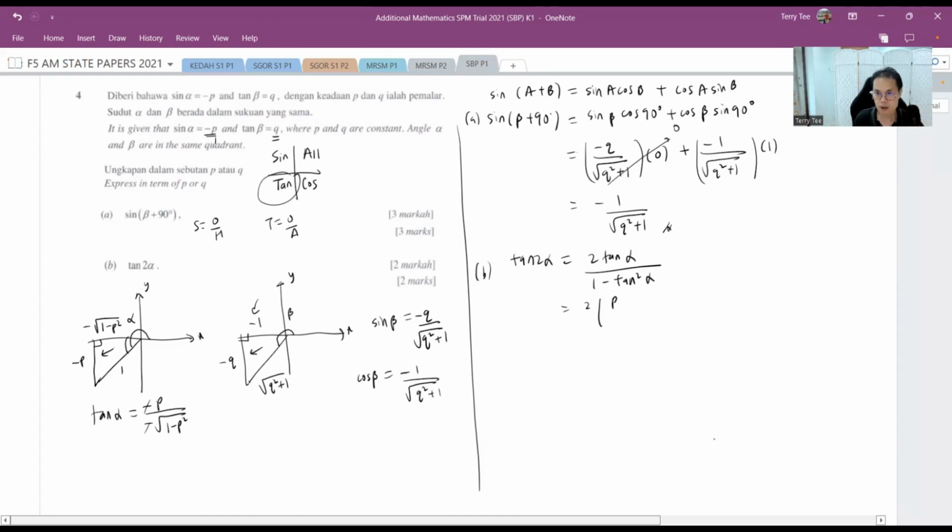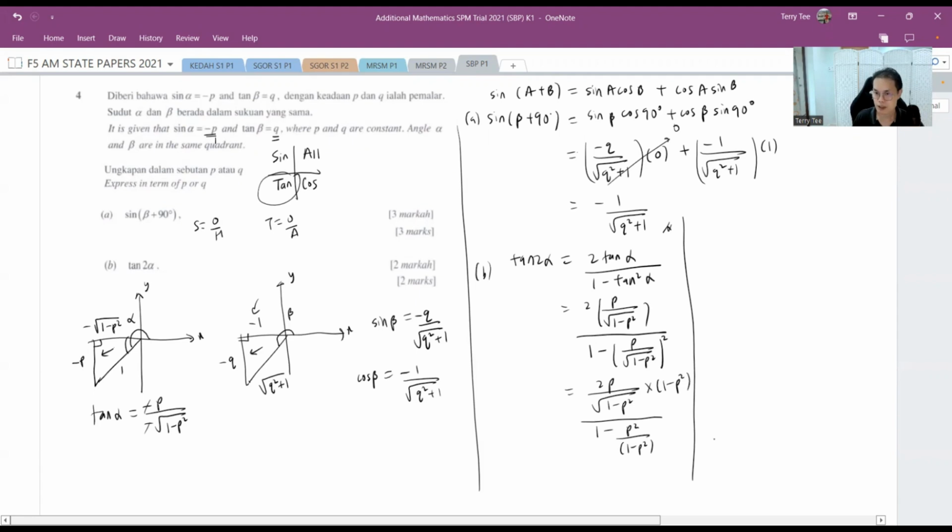So I'm going to put here P over square root 1 minus P squared, divided by 1 minus P over square root 1 minus P squared, squared. Okay, so let's multiply this together. 2P, 1 minus P squared. The moment you square this, this is 1 minus P squared over 1 minus P squared. So the problem is we have to simplify it. So we should multiply top and bottom with 1 minus P squared.